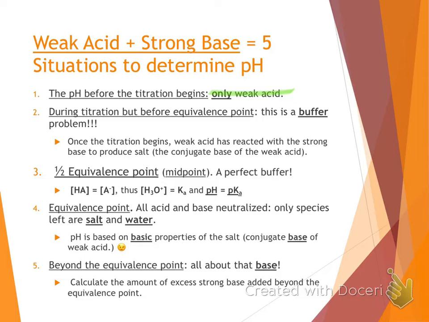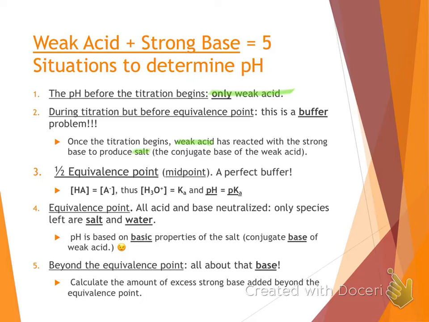During the titration, but before our equivalence point, that's our buffer zone. You saw that in the titration curve video. Within that buffer zone, we always have a buffer. As soon as we add our strong base, our weak acid has reacted to form its salt or its conjugate base.